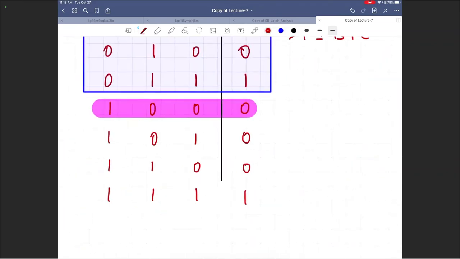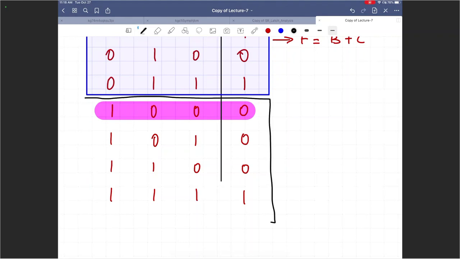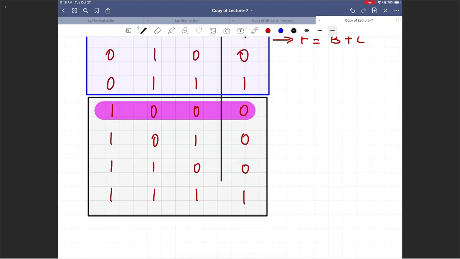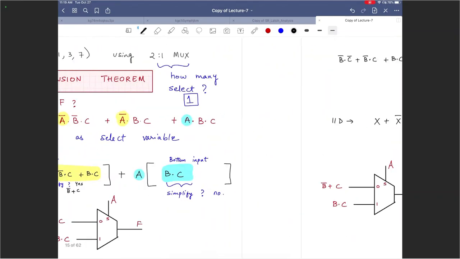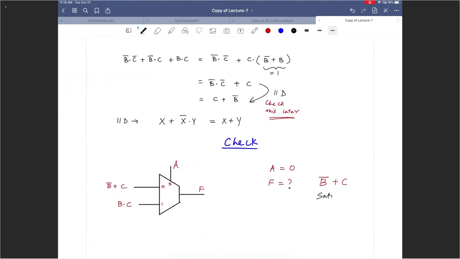And we can actually look at the other one as well. When A was 1, I want this to be square. When A was 1, you see your 1 is over here for F. So F is what? B and C. Would this method also work if you put F in POS form? No. So for the design with Muxes, I would recommend that you convert everything to SOP and work from there. So you can essentially check it, right? That's what we did here. Satisfies truth table.